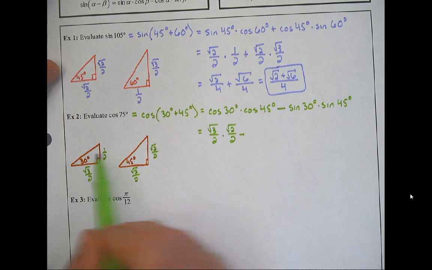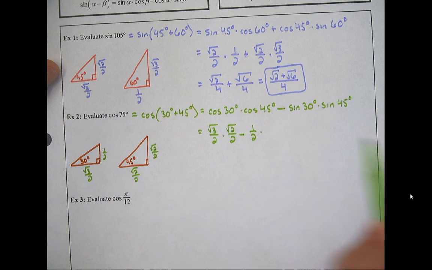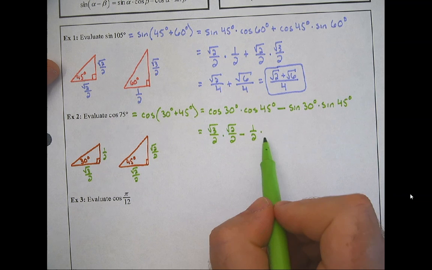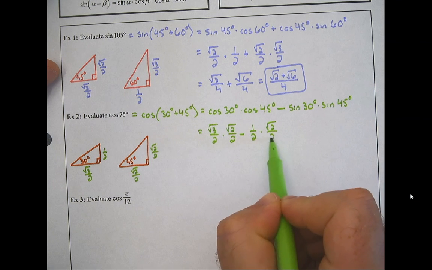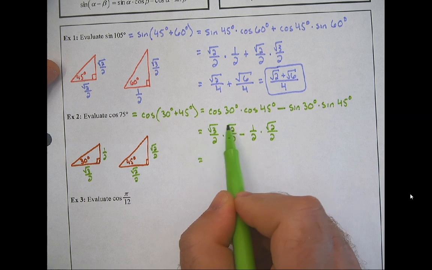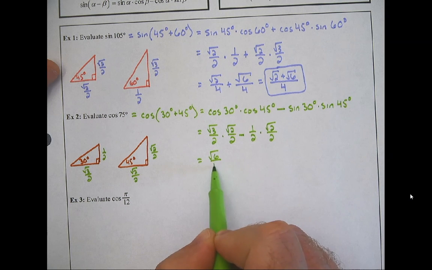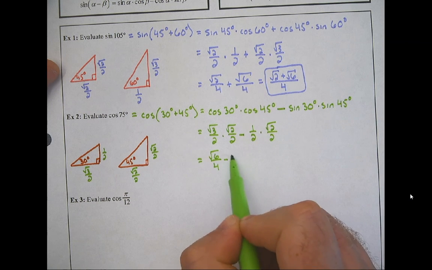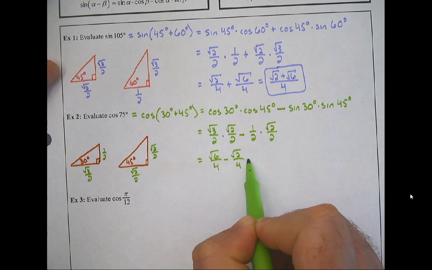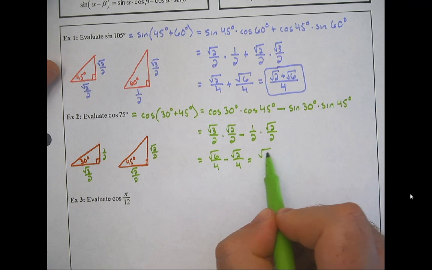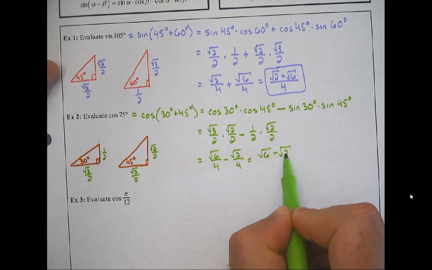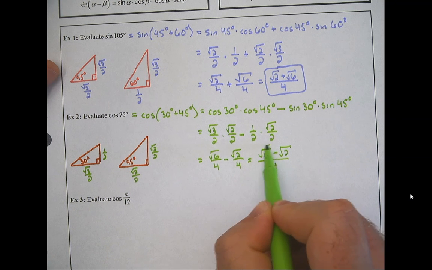Minus sine of 30 would be 1/2 times sine of 45, which would be root 2 over 2. Root 3 times root 2 is root 6 over 4, minus root 2 over 4, which gives me root 6 minus root 2 over 4.